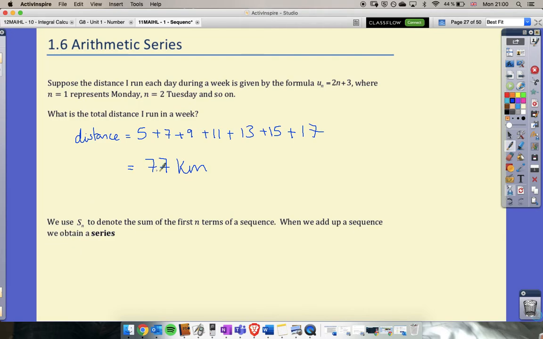So what we have just done here is we've actually added up terms in a sequence, and this idea of finding the sum of a sequence has a name, and it is a series. And we generally use the symbol S for series, and we can say how many terms in the sequence we're adding up. So we could say S7 equals 77.